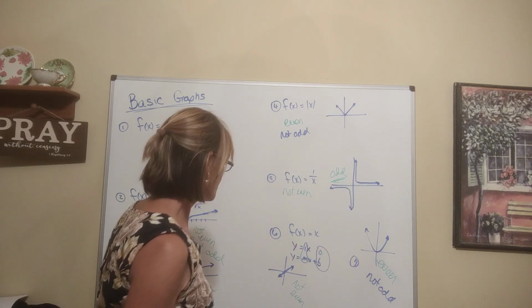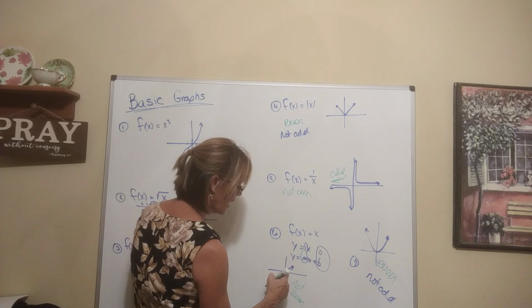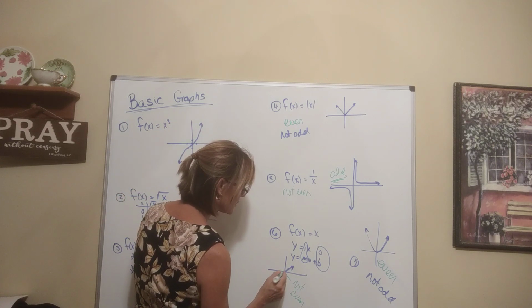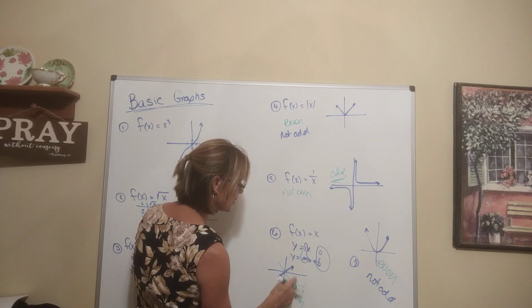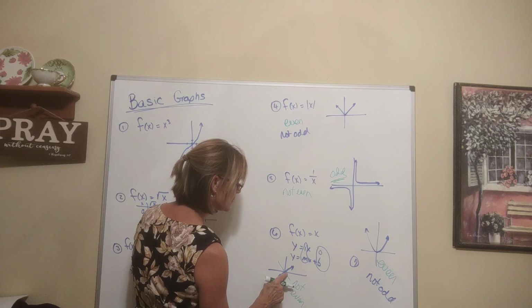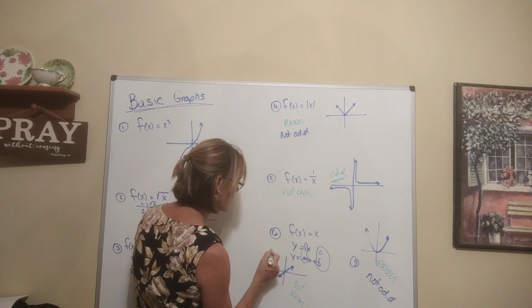No, that's even. How about this guy? Let's flip it about the x. This part's coming down here. This part's coming up here. About the y, this green part's going to go over there and match the blue. This is going to match the blue, so we can say that this one is odd.